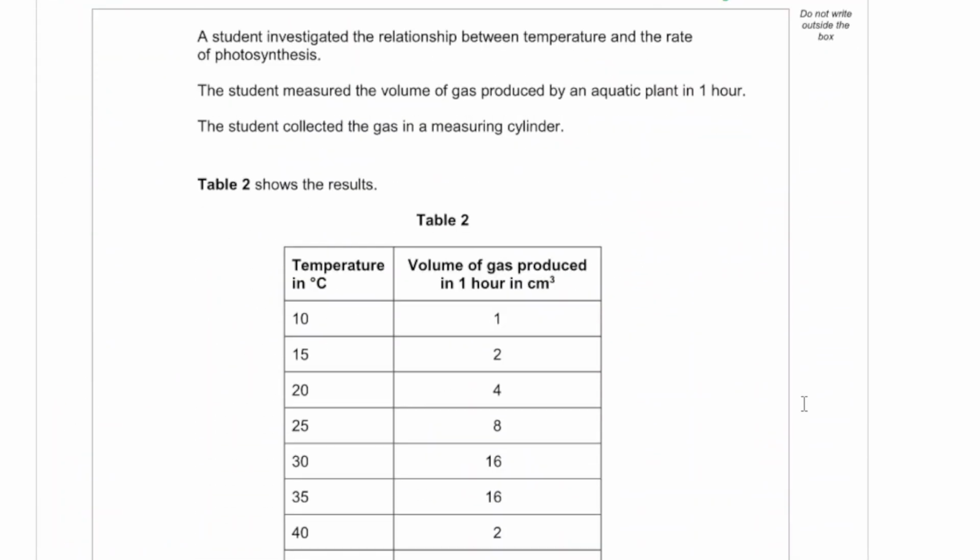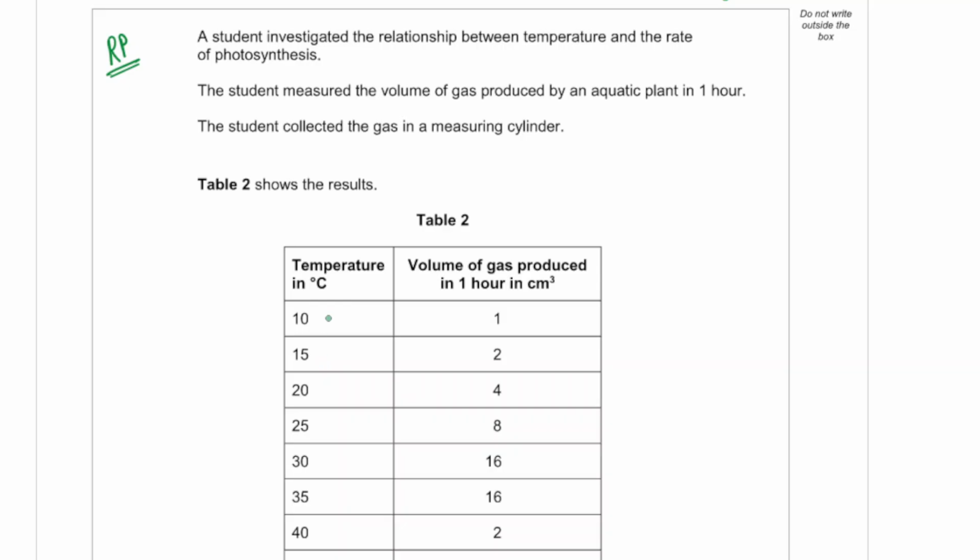A student investigated the relationship between temperature and the rate of photosynthesis. So this is testing you on a required practical. The student measured the volume of gas produced by an aquatic plant in 1 hour. The student collected the gas in a measuring cylinder. Table 2 shows the results.